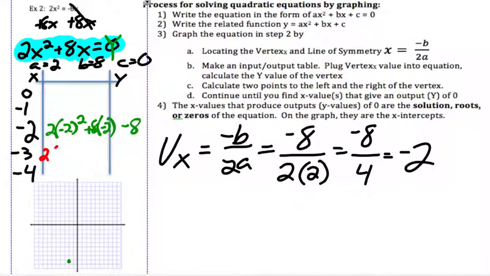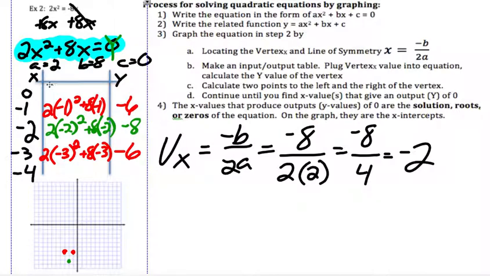So I'm going to move one spot to the left. I'm going to plug negative 3 in for x and figure out what y is then. When I do that, I believe I get negative 6. And I'm going to plug negative 1 in for x to move 1 to the right of the vertex. Let's see here, this one's easier to calculate. I get negative 8, positive 2, so that is negative 6. So negative 3, negative 6, negative 1, negative 6.